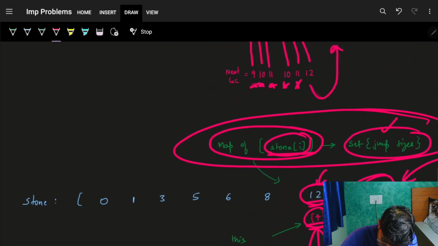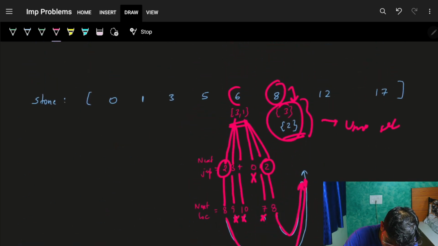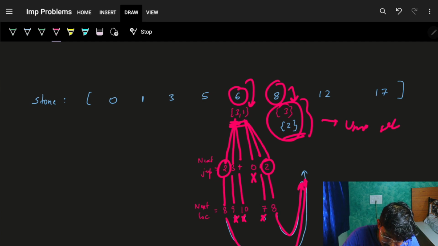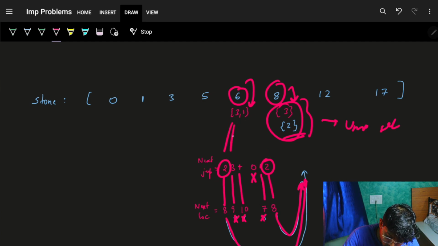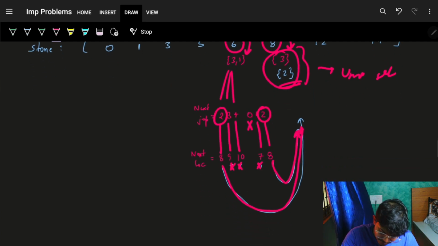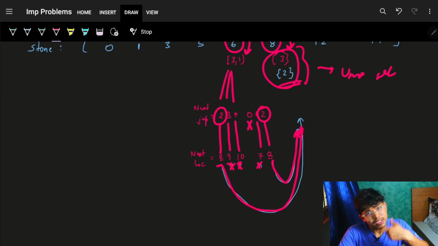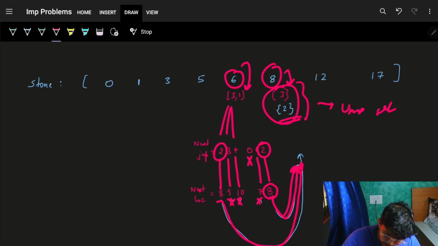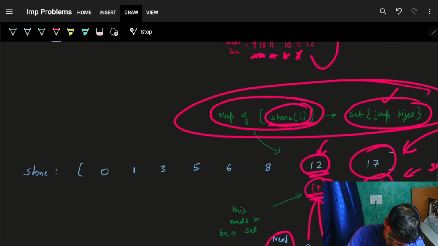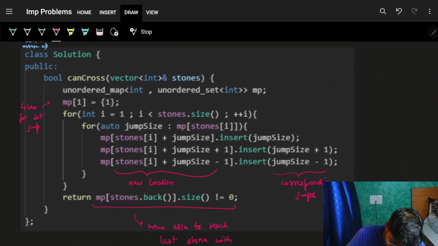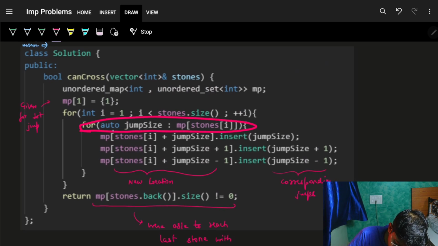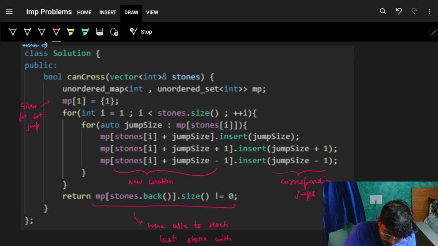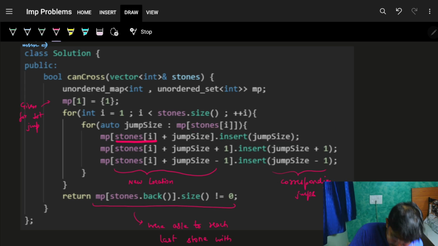As you saw, for any stone, I was iterating on all of the jump sizes it had, and with this iterating, I'll go on to every one of these stones. With this, I will find every one of the new locations, and if I find a new location, I will just simply do a map of that new location. Cool. I will go on to every one of those jump sizes for that particular stone, which is the stone of I.